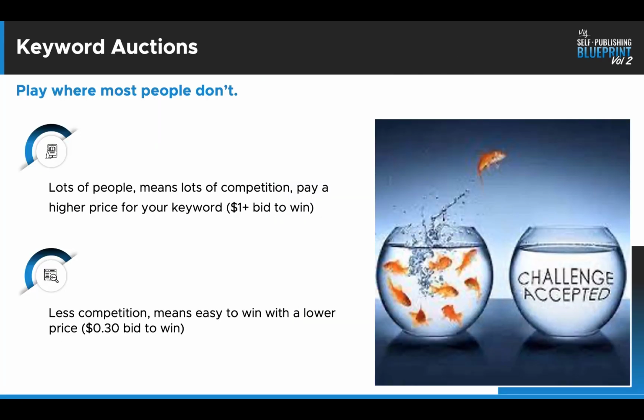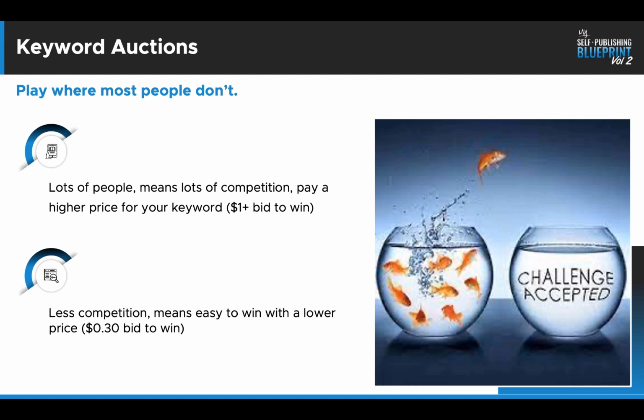All right, so let's talk about keyword auctions. You want to play where most people don't. Lots of people, when there's a lot of people bidding on ads, that means there's going to be lots of competition. You're going to pay a higher price for your keyword. For example, paying $1 per click in order to win the bid, right? That's not the best scenario you want to be in. We want to be paying the least amount we can per click.